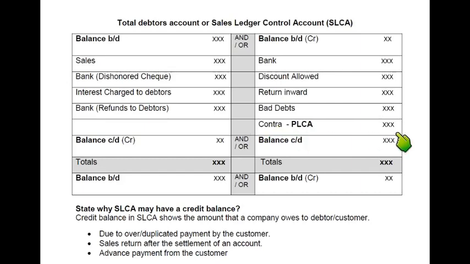Now Contra PLCA, what does this mean? Contra PLCA means one of our customers also becomes our supplier. It means he owes us money and we also owe him money. Why? Because he bought goods from us, for which he needs to pay us, and we also bought some goods or services from him or her, so we also need to pay him. So rather than he paying us and we paying him, we'll be cancelling the transaction. This is known as Contra PLCA.